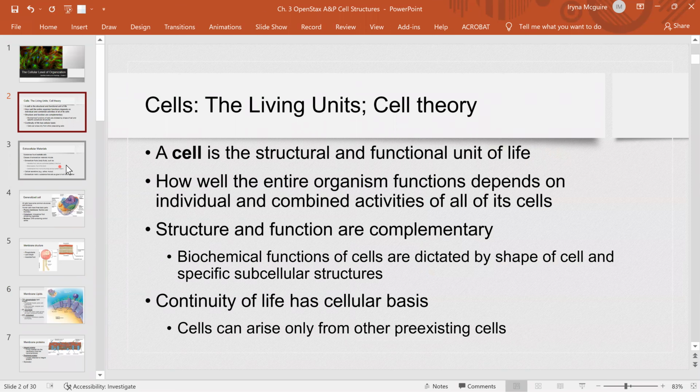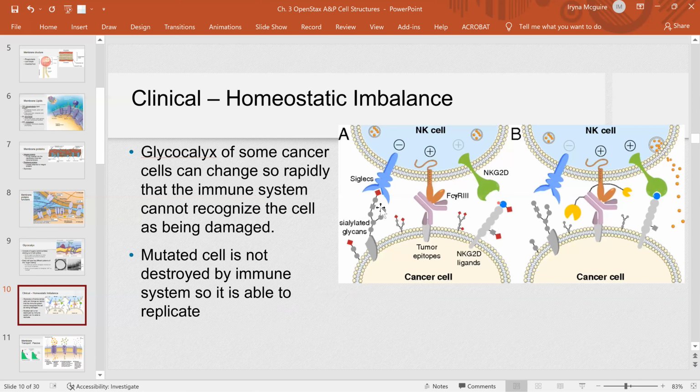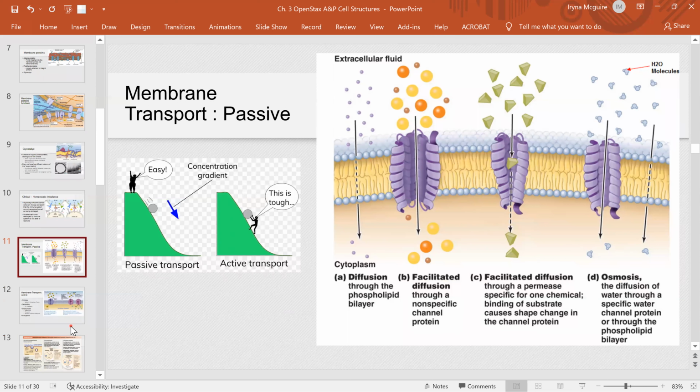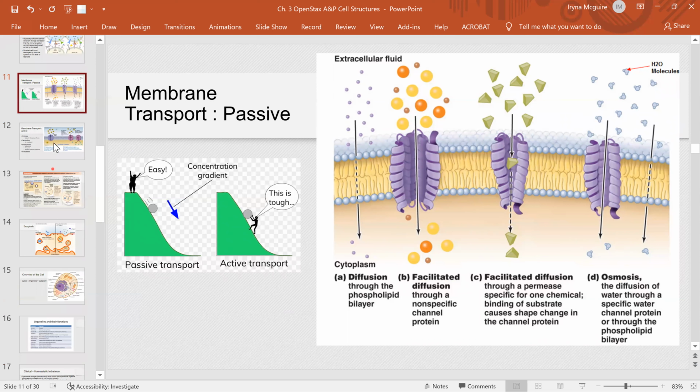Right, we mentioned glycocalyx and how cancerous cells can change their glycocalyx, so now your immune system cannot recognize and destroy those cells. And because we're talking about cell membrane, well, the cell membrane surrounds the entire cell and it gives it a shape and form, right? But it also allows substances to move into and out of a cell. And that's what we call transport. We either can have passive transport or active transport, and we covered different types of active and passive transport.